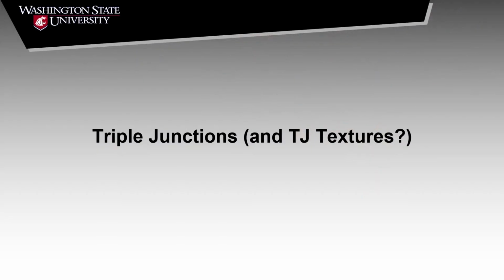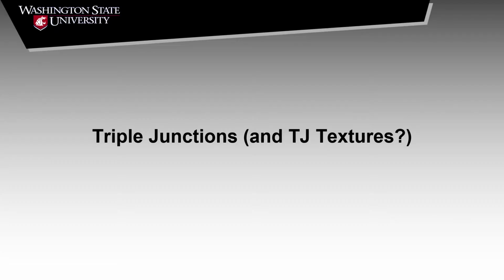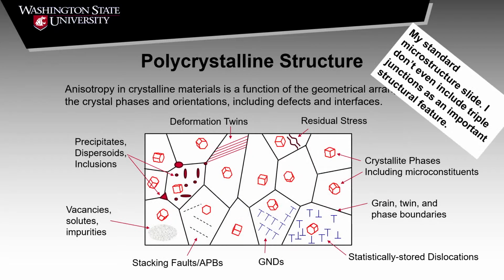So I'm going to talk about how maybe we can solve some problems. A lot of this is conjecture, a lot of it is maybe we can do this, maybe we can try and reduce the space and attack it like this. But that's my disclaimer on these slides. Okay, so triple junctions and triple junction textures.